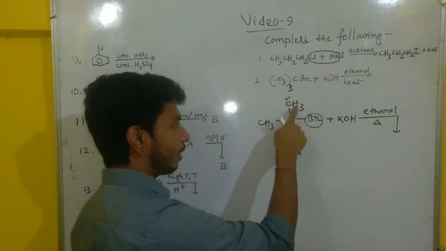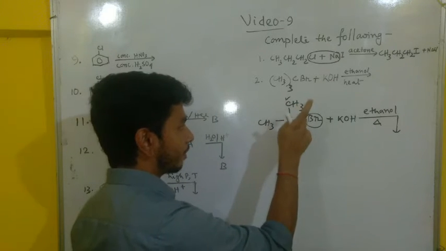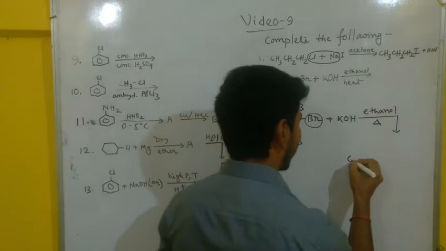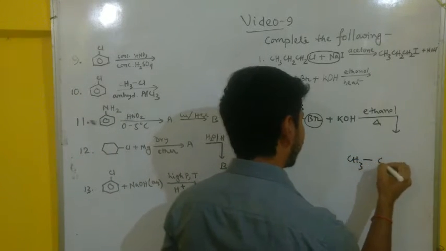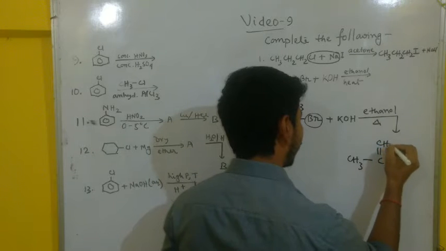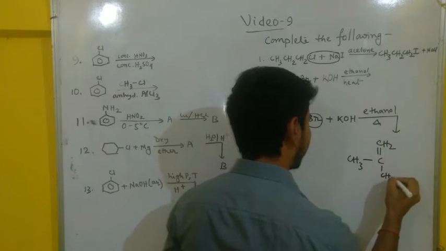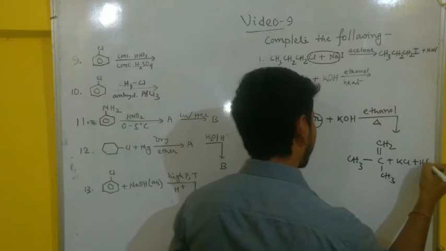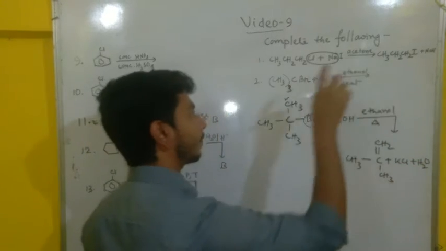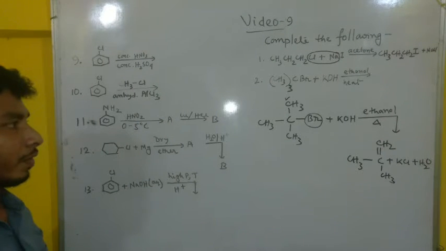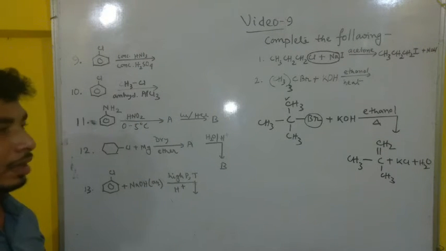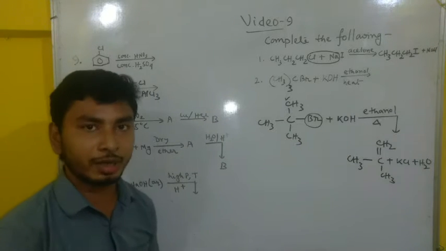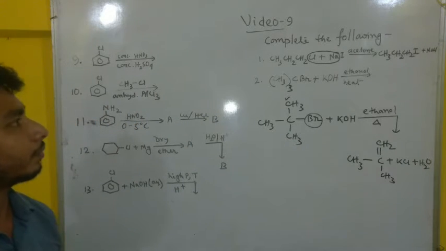It is CH3. One hydrogen is removed. It will become CH2, and this single bond will become the double bond. So now it is CH3, C double bond CH2, CH3 plus KCl plus H2O. This is the product of the second reaction. The alcoholic KOH gives the elimination reaction, and aqueous KOH gives the substitution reaction.